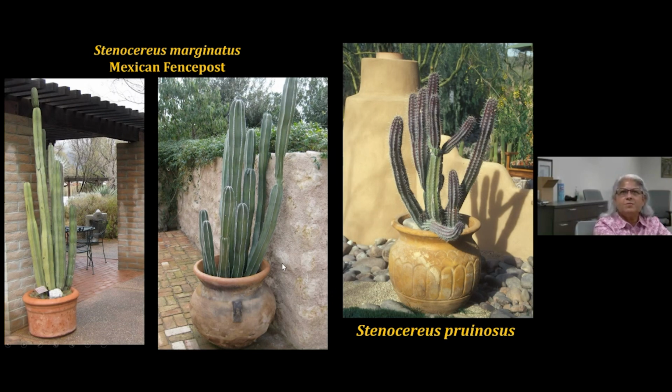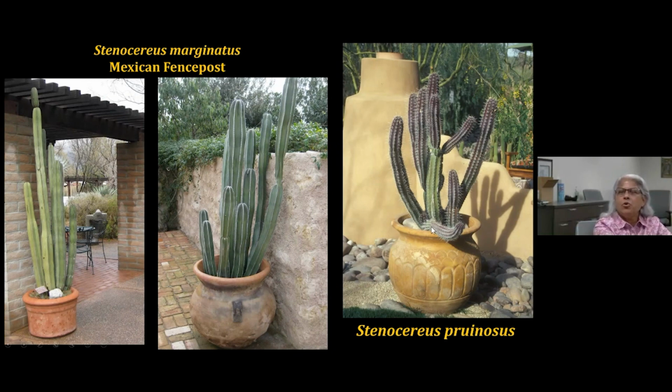The Mexican fence post, this is one that does have spines on these ribs, but they're generally very short and not too menacing. But still, you want to make sure that they're not in a place that people will be brushing against them too much.